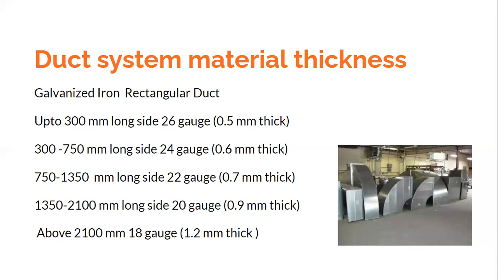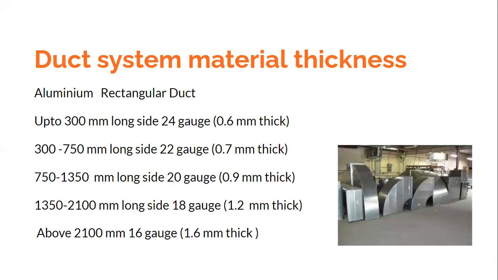And if the material is aluminum rather than galvanized iron, you would require more thickness. See over here, look at this. Up to 300 mm, the thickness has to be 0.6 mm. Okay, if you compare it to the GI, for GI it is 0.5 mm up to 300 mm long side. Whereas for aluminum, you would require more thickness, that is 0.6 mm thick. If you go on increasing the longer side length, then the corresponding thickness would increase.